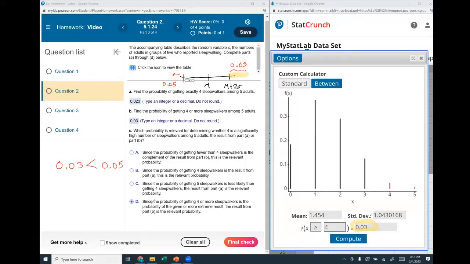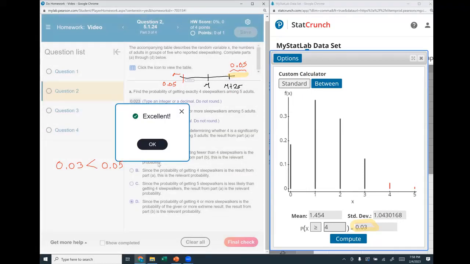So let's look at the last one. Since the probability of getting 4 or more sleepwalkers is the probability of the given, which is 4, or a more extreme result, which in this case would be 5, the result from part B is the relevant probability. And that really is what we are going to use. Take our check. Perfect.